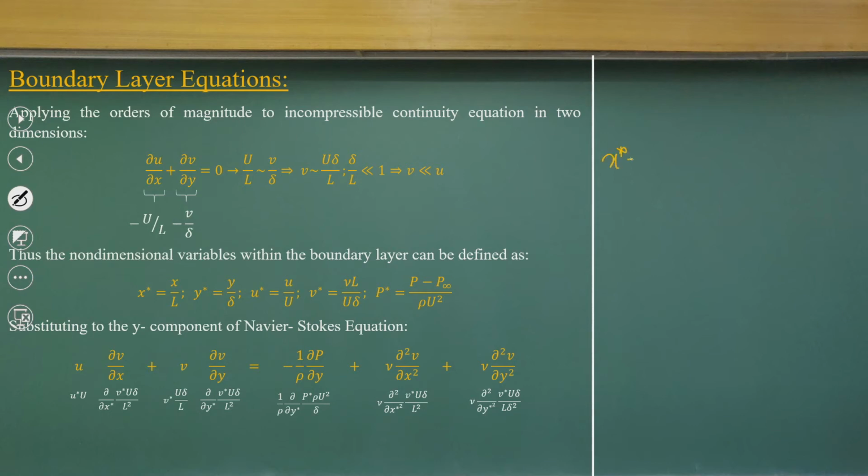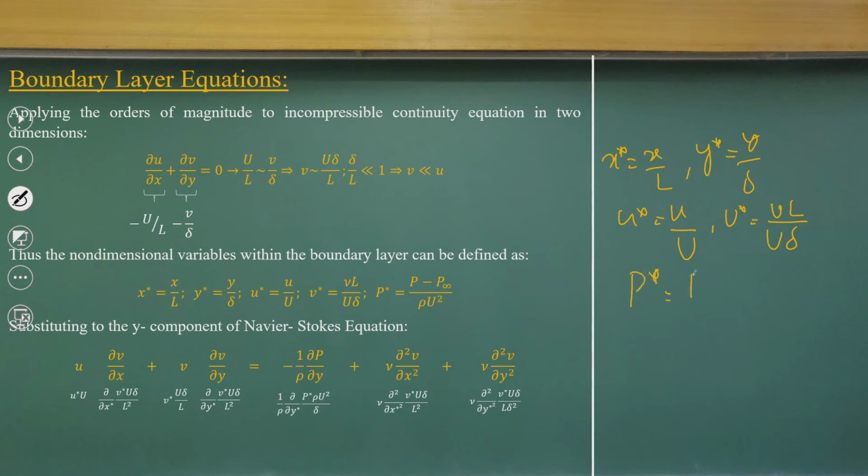x by L is non-dimensional. Again I am just writing it; you think it through. Everything I am putting in non-dimensional form: y by delta, the boundary layer thickness; u star is u by the free stream velocity; v star, as I derived from the continuity equation, will be v times L by u delta.